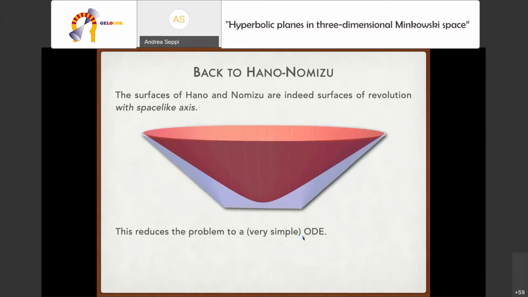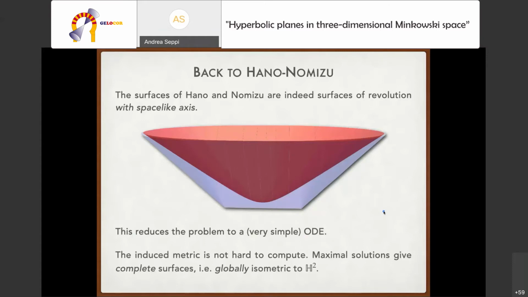And it's a very, very simple ODE, an ODE that every undergraduate can solve, like x double dot is equal to x. And you can also compute the induced metric. This is a little more complicated, but a very advanced undergraduate can do it. Basically, you can show that if you take maximal solutions of this ODE, then the induced metric is a complete metric of constant curvature -1. It's simply connected. So this surface of revolution is globally isometric to H2. It's really an isometrically embedded copy of the hyperbolic plane.